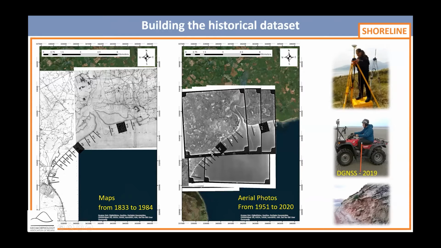We built a shoreline dataset starting from the Ordnance Survey maps from 1833. Then we also collected aerial photos from 1951 to 2020. And we also covered some recent gaps, for example, in 2019, with some GPS measurements along the two sites.